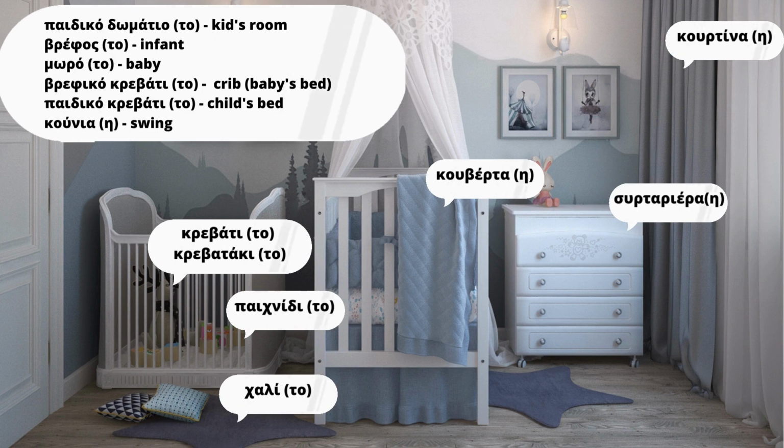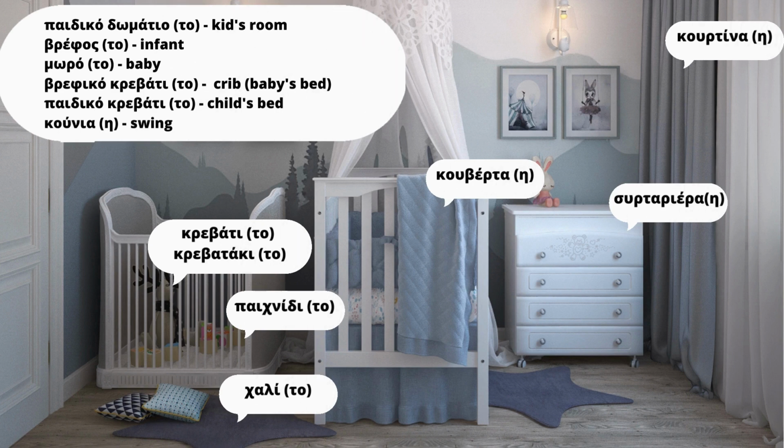The next word is το βρέφος. Το βρέφος. And it's usually used for infants, for newborn babies. Το βρέφος. The next one, maybe you already know it, it's το μωρό. Το μωρό. This is the classic word for a baby.